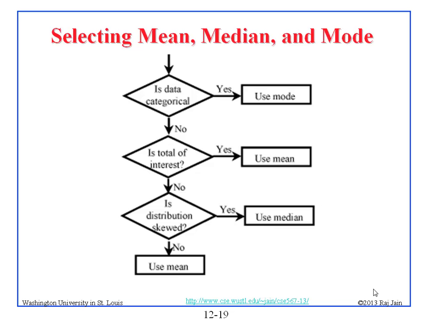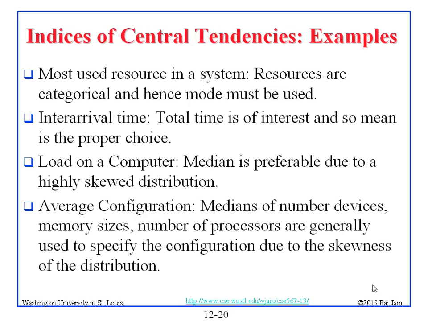If it is not categorical, then sum of interest. So we will take an example that will make it more clear. Here, most used resource in a system. So we have many things in a system. We have CPU, we have a disk, and we have memory, right? And then we want to find out which is most used, right? And here the resources are categorical, and therefore the mode must be used. So we just want to know whether the disk is problem, or it is the network which is the problem, or the memory is the problem. So we will use the mode.